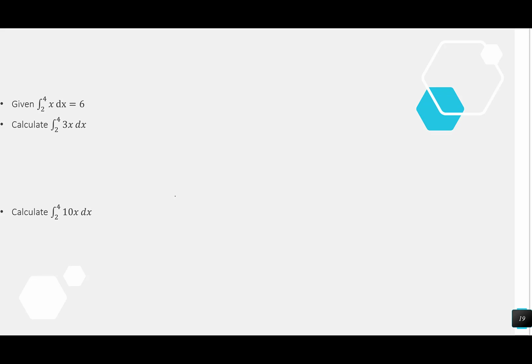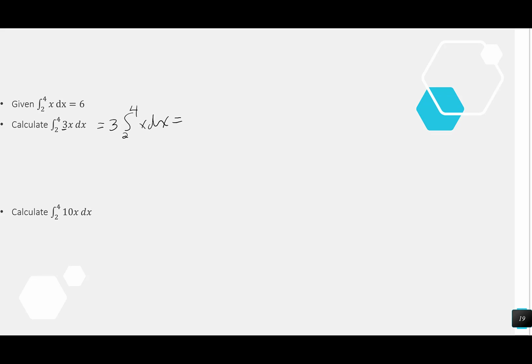Last little bit is, what if I just give you this, that the integral from 2 to 4 of x dx is 6. So that you don't have to do the integration, I already did it for you. And I want you to calculate the integral from 2 to 4 of 3x dx. So what I want you to see is the only difference between the statement I gave you and the answer I have is this 3. So I can pull that 3 out.